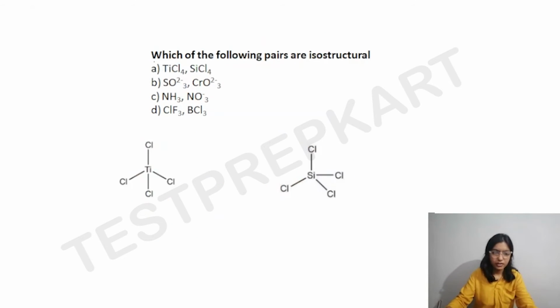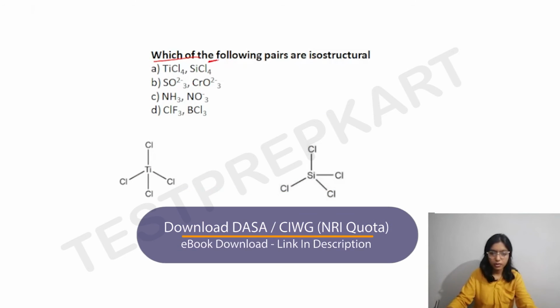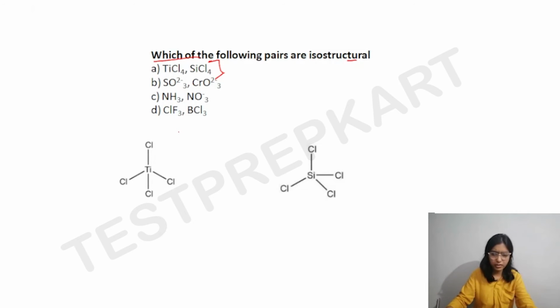In chapters like chemical bonding, molecular orbital, hybridization, simply remembering the concepts and practicing questions, they are scoring topics. Which of the following pairs are isostructural? Looking at the hybridization, you can see TiCl4 and SiCl4 are isostructural. So you can solve these questions.